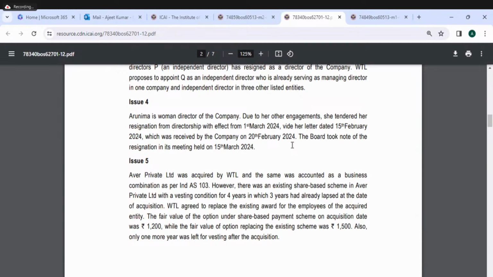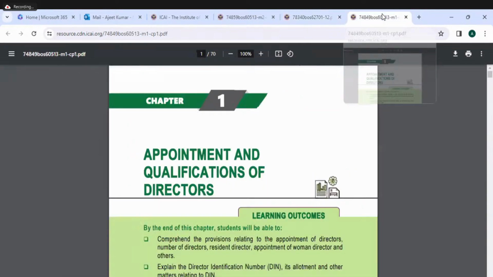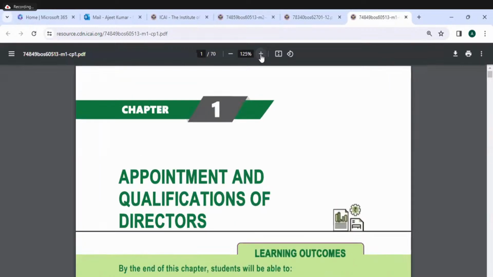Section 149 says that at least one woman director shall be on the board of such class or classes of companies as have been prescribed in Rule 3 of the Companies (Appointment and Qualification of Directors) Rules, 2014. Now I will again tell you how you will be referring to the provisions from your study material, because you will be carrying the study material in the examination.